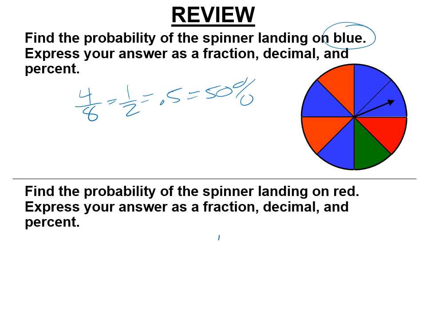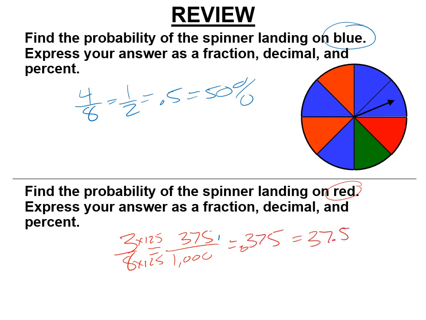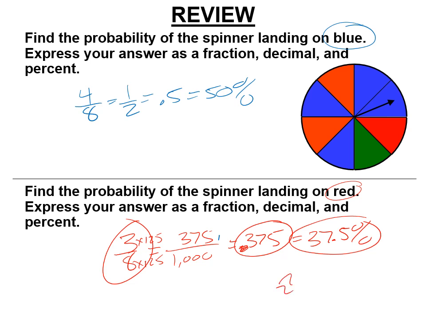Now we're going to do red. Red is 3 out of 8. All right, so 3 out of 8, we're going to have to put it over thousands, which is 375 thousandths, or 0.375, which is exactly 37.5%. It does not say round, so don't round it. Those are the 3 answers that are asked for there. If it was rounded, yes, it would go, because that's a 5, you go up to 38. But it wasn't asked.